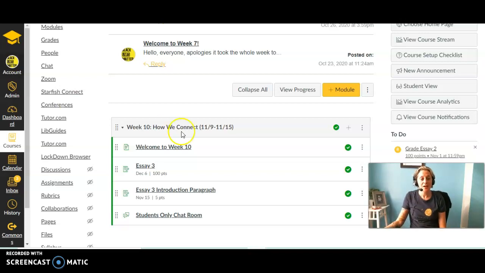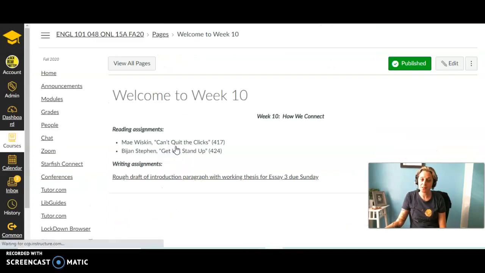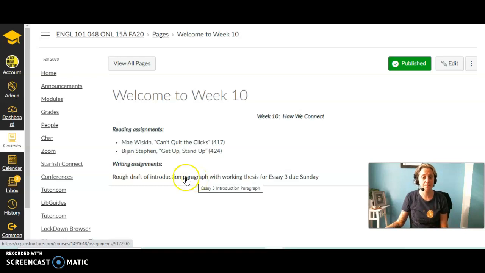So this week, 2 reading assignments, May Wiskin and Bijan Stephen. They're both in our book. We're moving into the chapter How We Connect, and both of these deal with the idea of digital culture, digital technology. You can see that there's one writing assignment. It's due Sunday. It's the rough draft of the introduction with a working thesis statement.